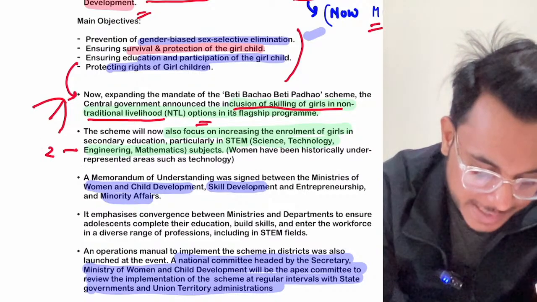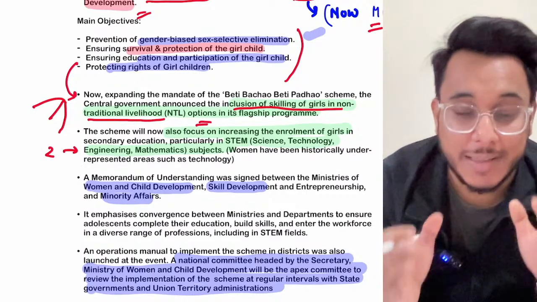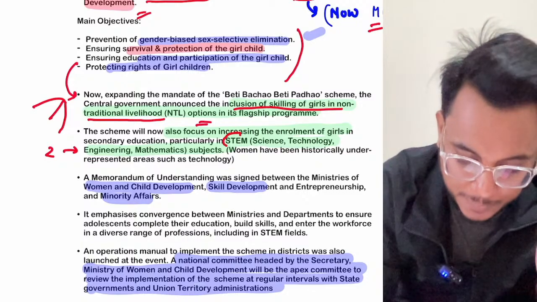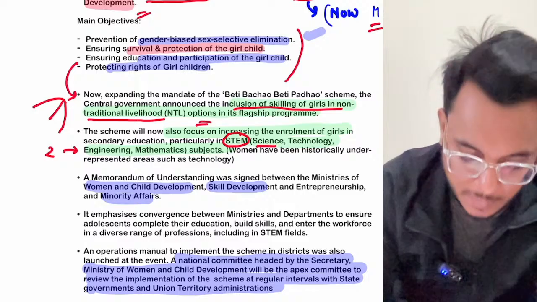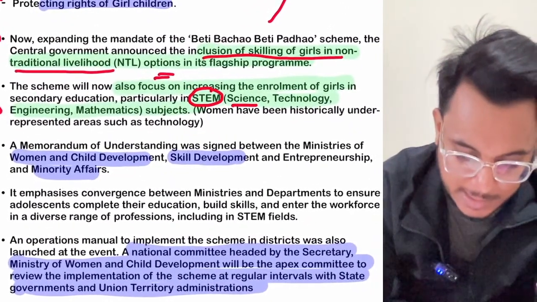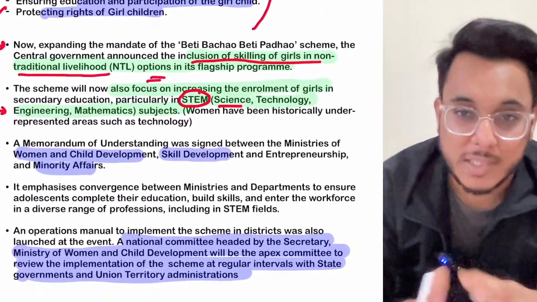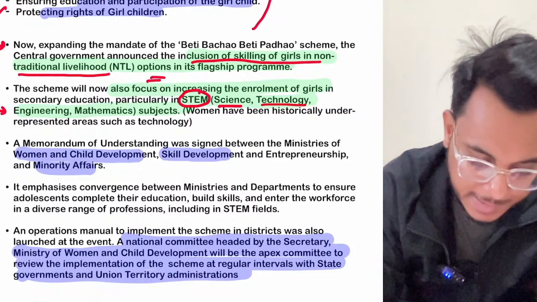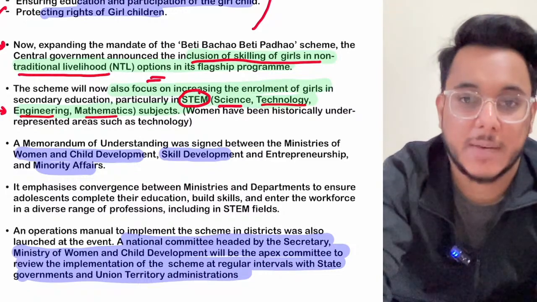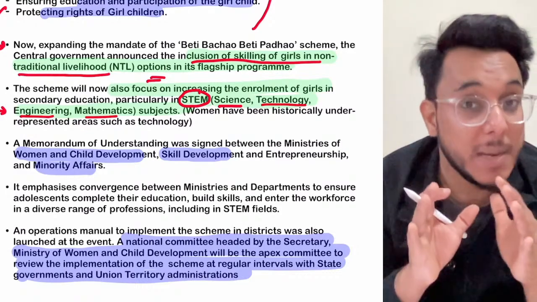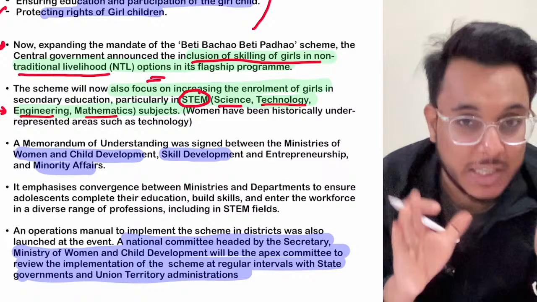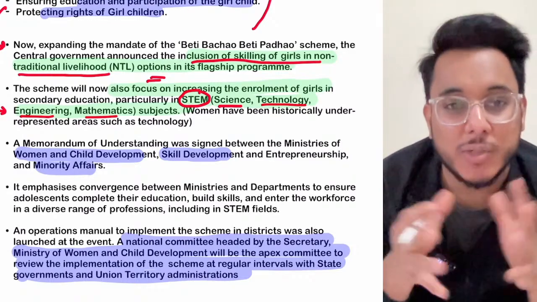Secondly guys, basically the focus will now be given on the enrollment of girls in STEM. First of all, STEM stands for science. Just a minute, I'll zoom it out. The STEM. Okay, just a minute. So STEM stands for science, technology, engineering and mathematics subjects. Now around the world, the enrollment of women in STEM is very much less, not just in India, even in the Western world also, and the same goes for India.